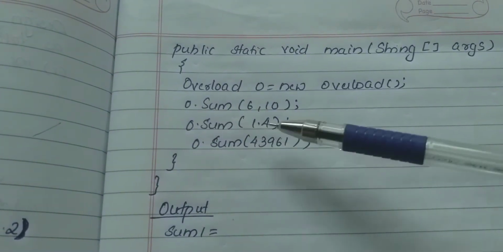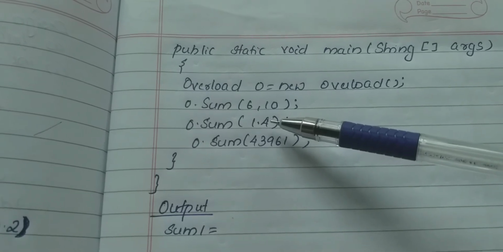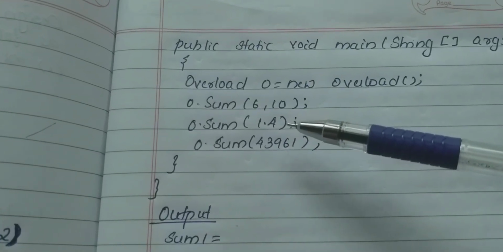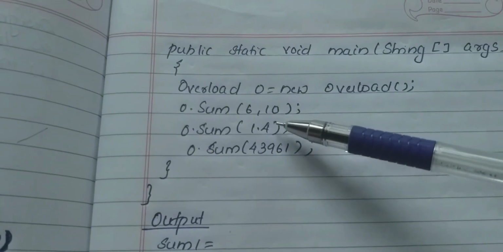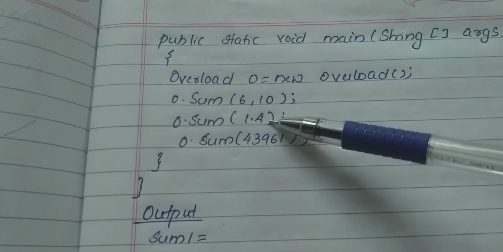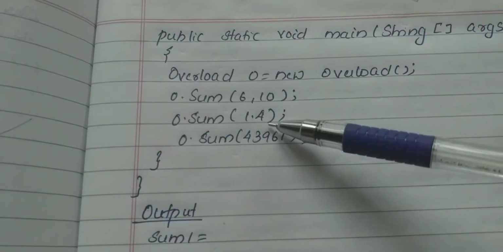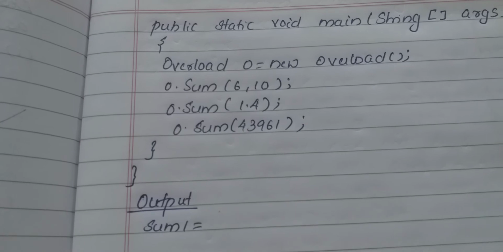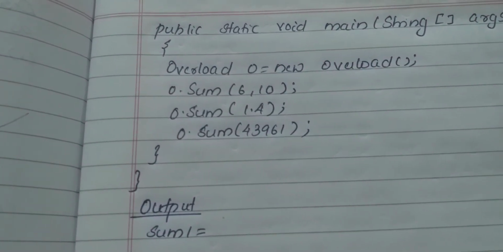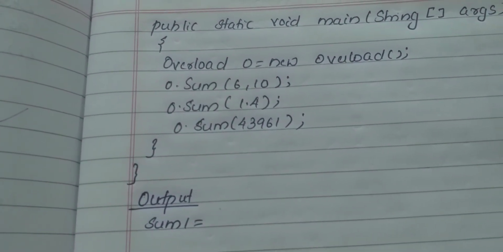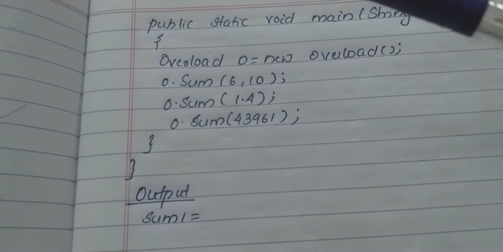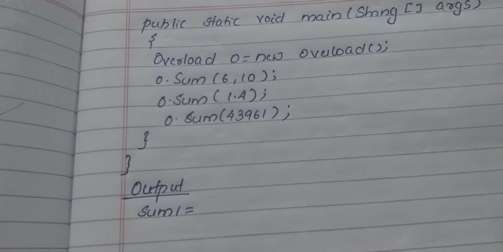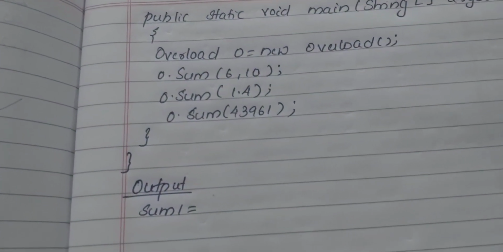Since we have two more functions, this is the second function. o dot sum of, what is it, double n, isn't it? So here I have given the value as 1.4. What is the meaning? That is the first 3 terms, isn't it? Then when we call this function, the control will go to the particular function.